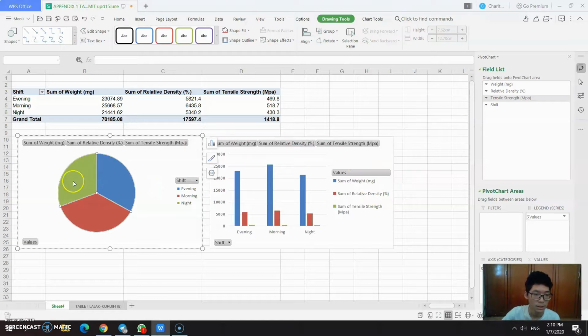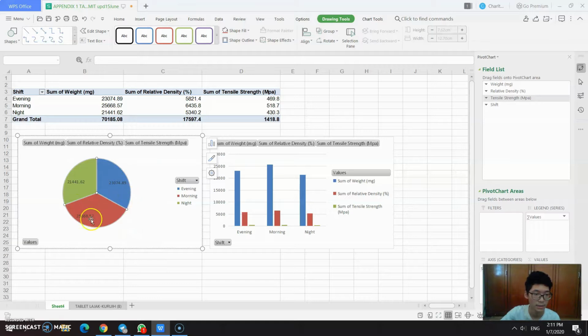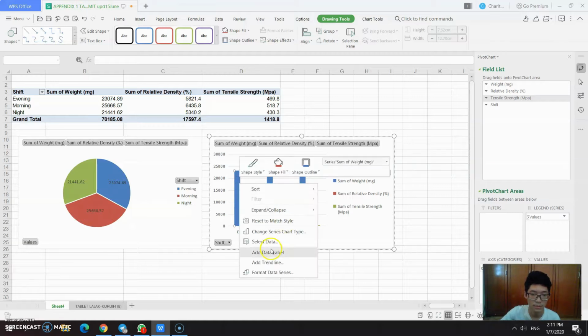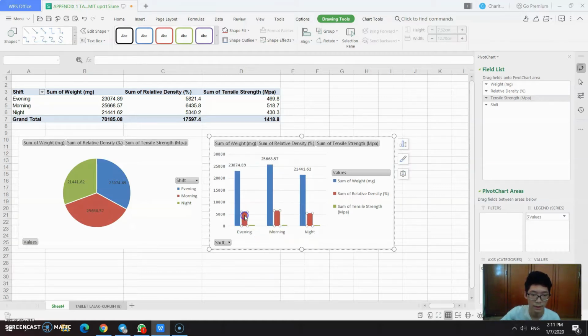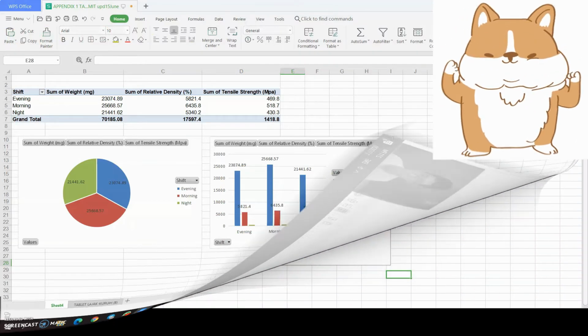For more detailed information, we can click this one, right click, add data labels. So this one is the labels. Same goes for the clustered column. Okay, so there you have it. This is our pivot tables and also graphs for our group assignment.